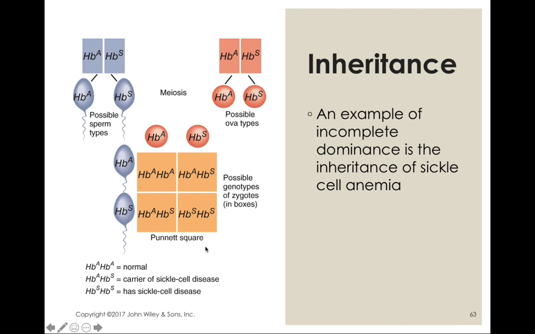The difference is, because we're talking about incomplete dominance, these phenotypes are going to be a little bit different. You can see that the normal genotype with 2 hemoglobin A's is going to leave the offspring normal. And the homozygous sickle cell hemoglobin is going to leave the patient with sickle cell disease. This is going to result in severe anemia and many other health issues.